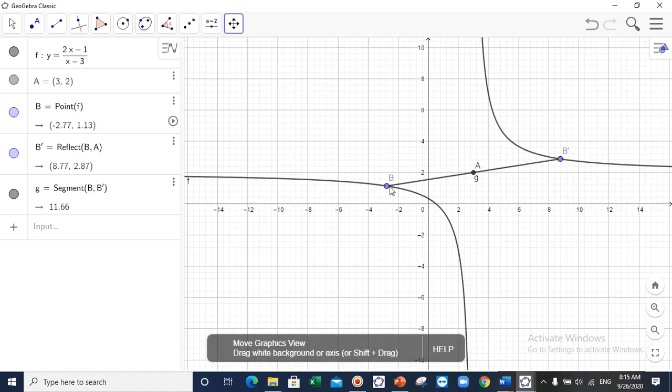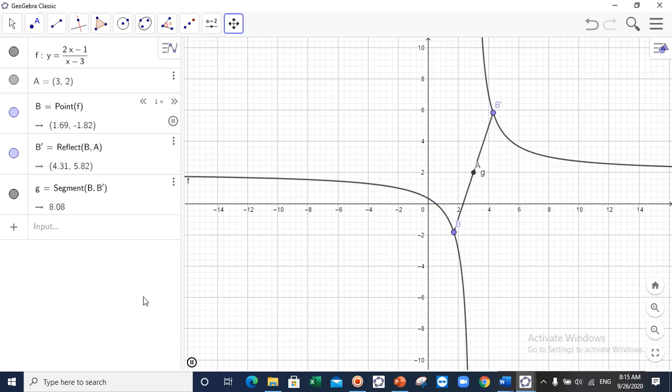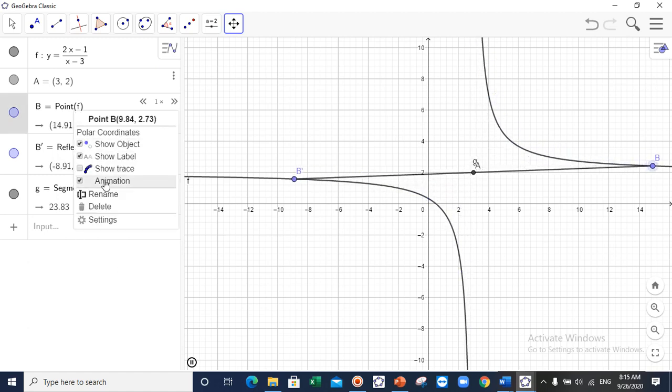Okay, let me repeat it. So this is the center of symmetry. I want to show that this point is a center of symmetry of this curve. This is point B. Let me stop the animation.